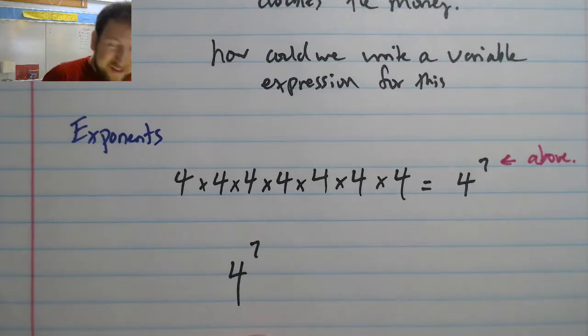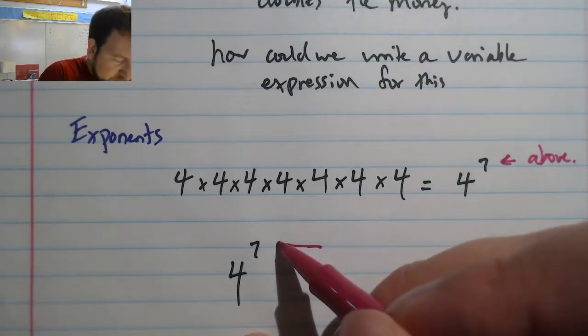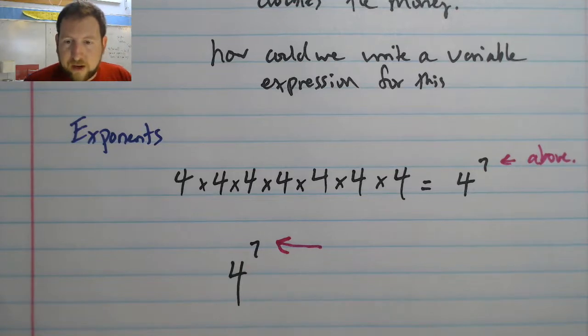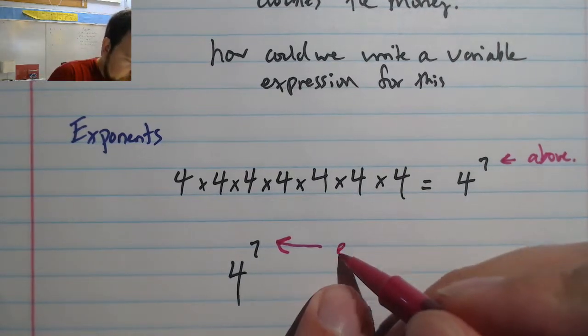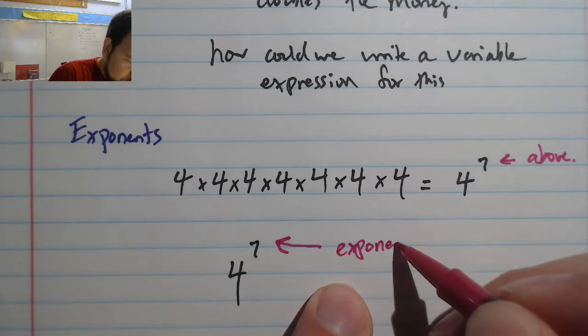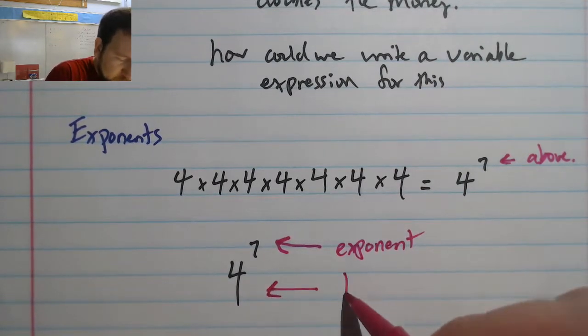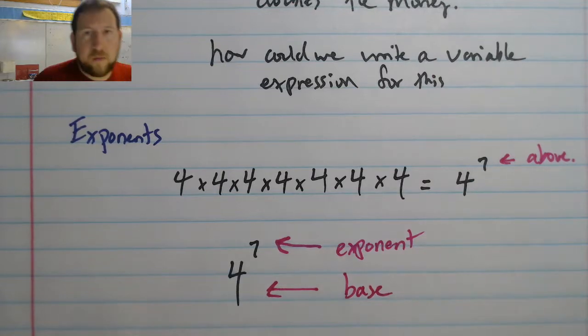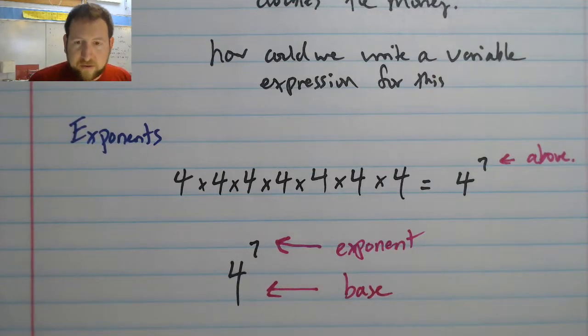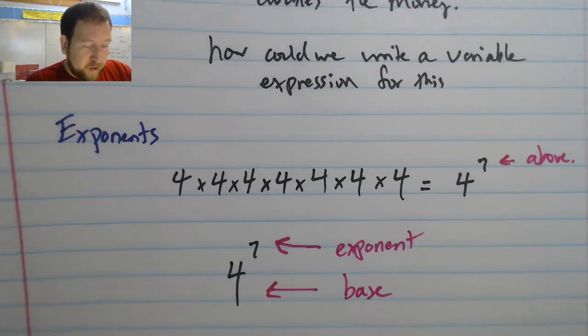And this number has a name, and we call this, let me make sure that I use the right term, we call this the exponent. And then this number here, we call the base. Now, what's interesting about these exponents is that they get large very, very quickly.